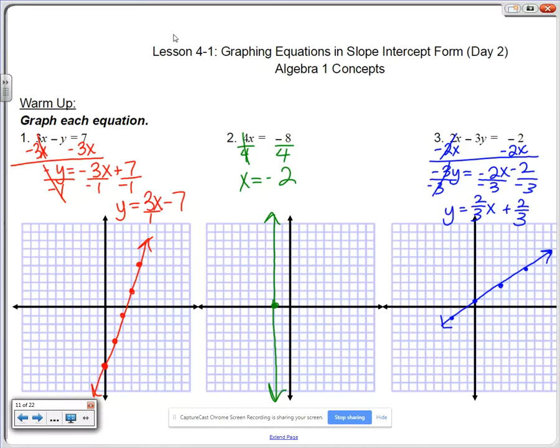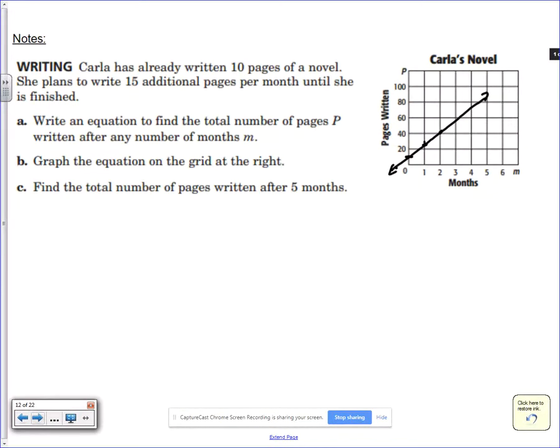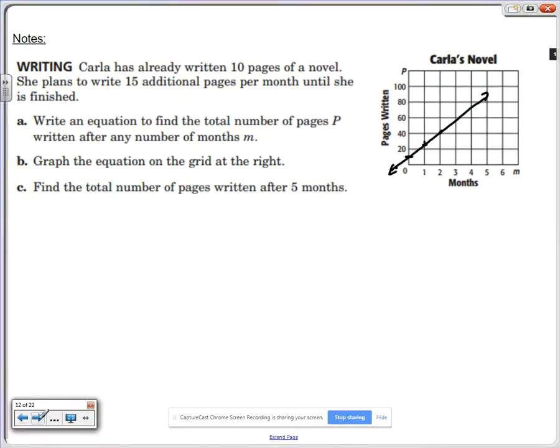Everybody doing okay? Ready to move on to our notes for today? Okay, now you should be able to fill in slope-intercept form. Awesome. You should be writing in there y equals mx plus b. Oops, I think I kind of cut it off. It's up top here, isn't it?